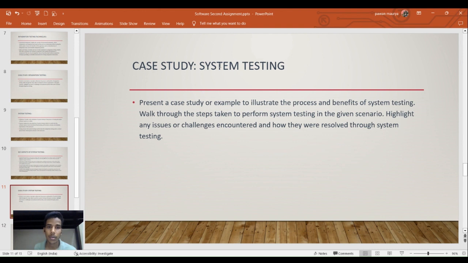Case study about system testing. Present a case study or example to illustrate the process and benefits of system testing. Walk through the steps taken to perform system testing in a given scenario. Highlight any issues or challenges encountered and how they were resolved through system testing.